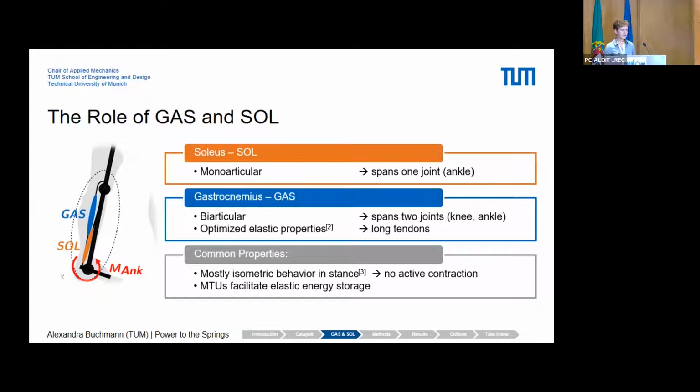It can actuate the knee and the ankle joint. And as this muscle is pretty long, we have long tendons. This means that the entire system is optimized for elastic properties, similar to the linear spring in the mechanical catapult, I would call it. And we also know from biology that both muscles show mostly isometric behavior in stance. This means that the muscles are not actively contracting, but they just produce enough effort, so to say, to keep the forces that arise during this passive loading of the tendons, but they do not actively produce a force.